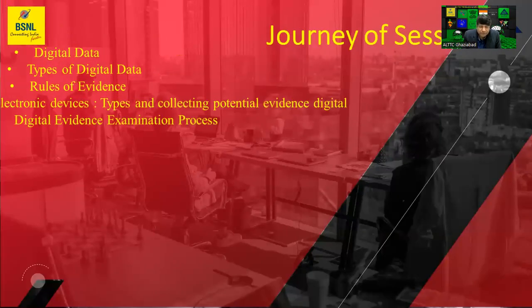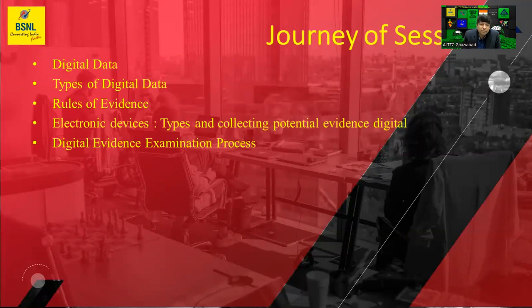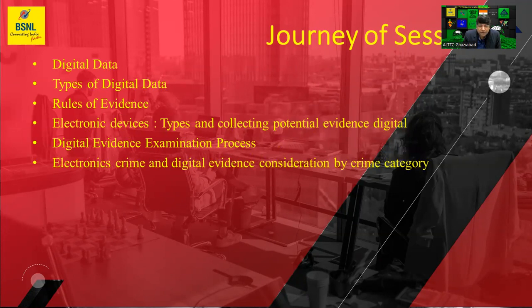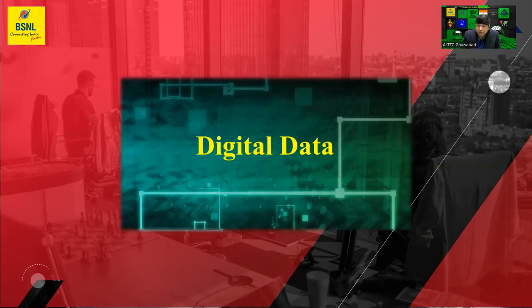So my session completes all objectives by these topics: digital data, types of digital data, rules of evidence, electronic devices, types and collecting potential evidence, digital evidence examination processes, and finally electronic crime and digital evidence consideration by crime category. So this is basically the main part of today's session, and it completes all objectives in the previous slide. Now first we go for digital data.